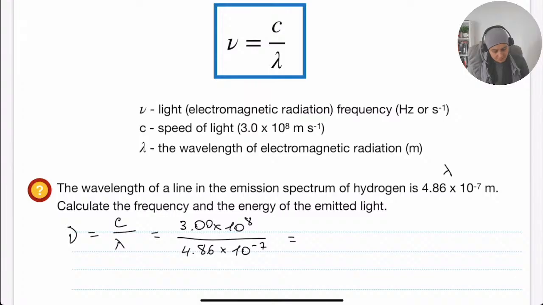3 times 10 to the power of 8 over 4.86 times 10 to the negative 7. And practice doing these calculations on your calculator just to be sure that you don't mess it up in the exam. Because these are very easy questions worth 2 or 3 marks, yeah? Okay, so we found frequency in seconds to the minus 1 or hertz.